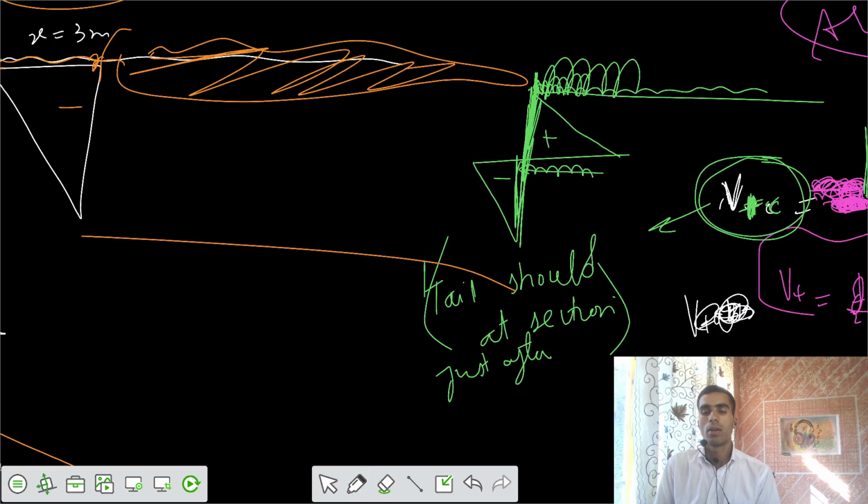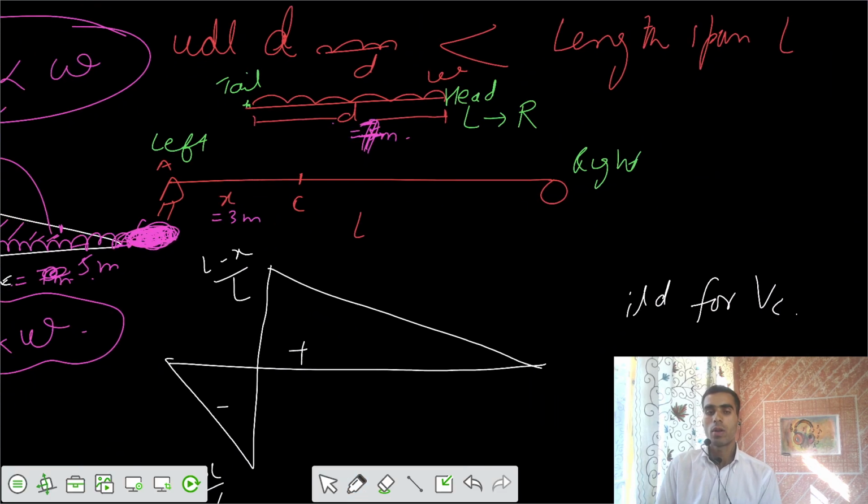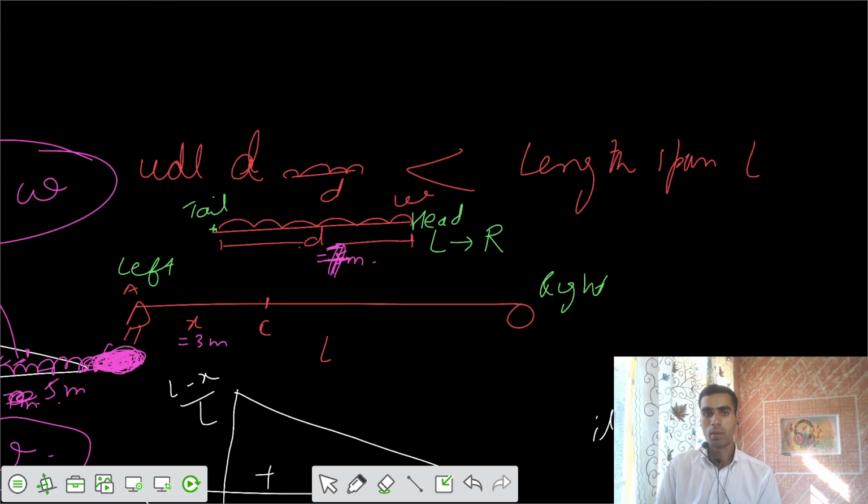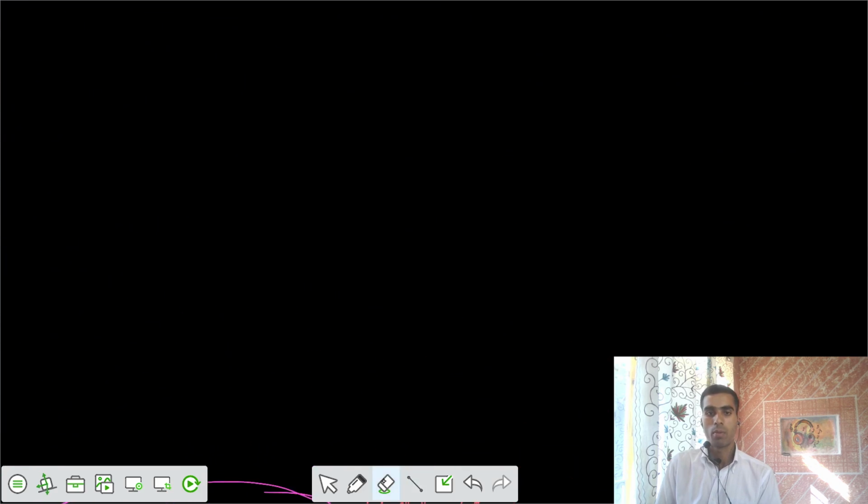Now for the absolute positive bending moment, now we are talking about bending moment. Let's go for the bending moment. And this is our main problem of that third case. Let's go for this one.